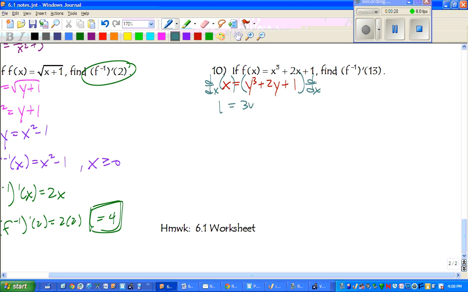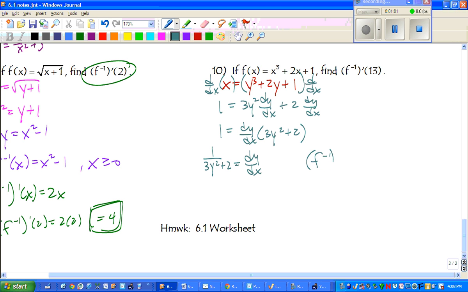So 1 equals 3y squared dy dx plus 2 dy dx. So that dy dx represents the derivative of the inverse. So we're solving for that. We can factor that dy dx out and then divide both sides. So dy dx equals 1 over 3y squared plus 2. So in other words, the derivative of the inverse is 1 over 3y squared plus 2.